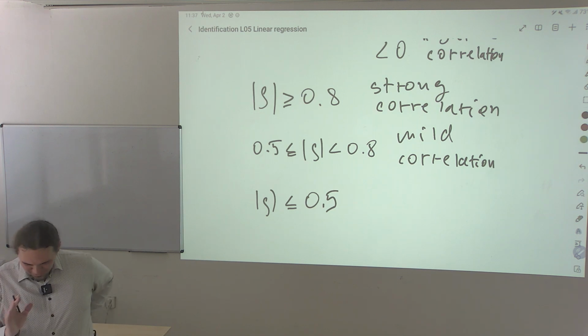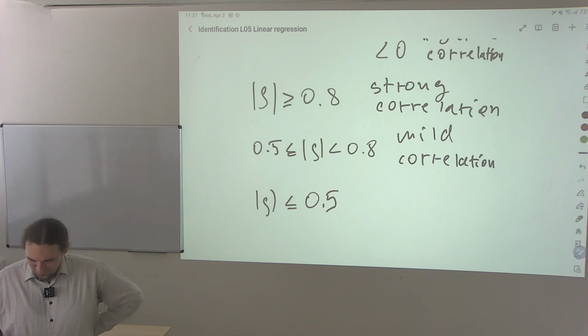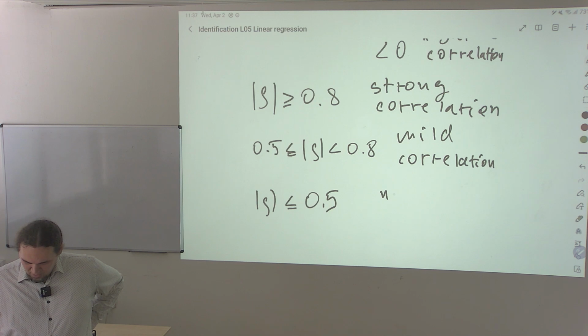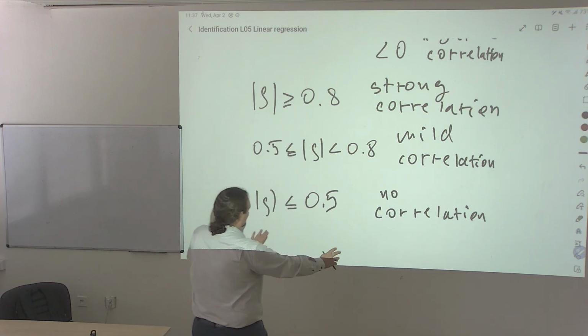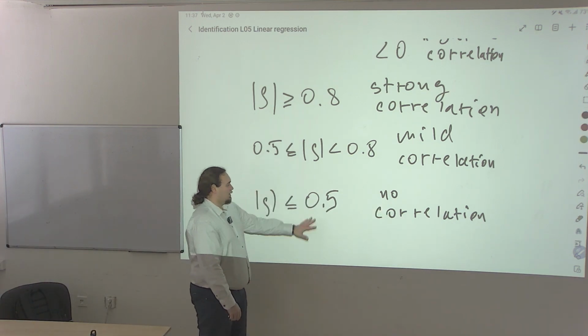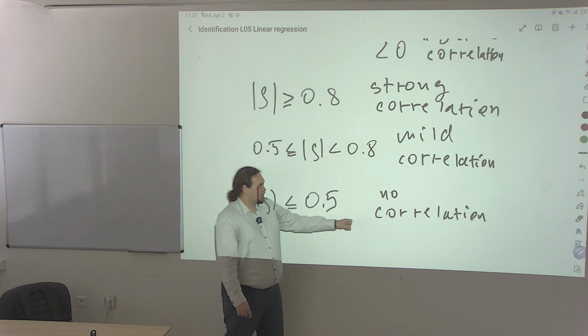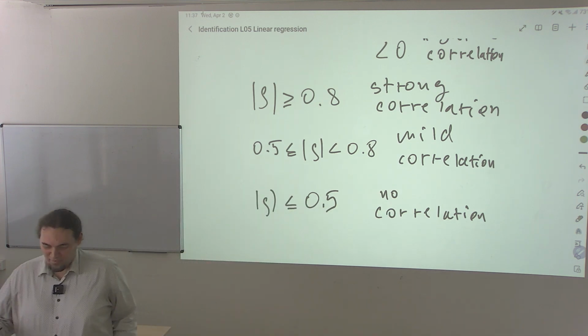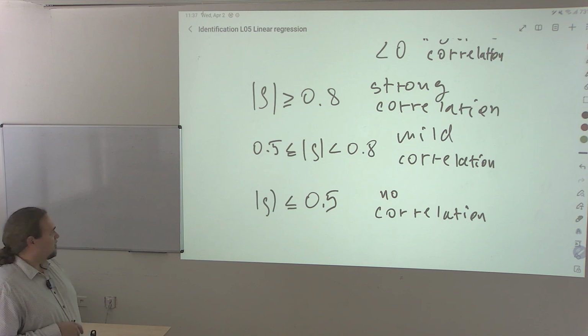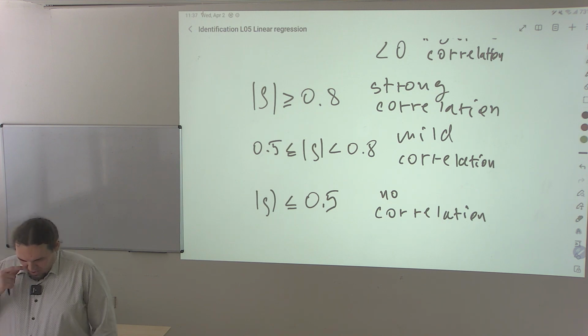Depends. If the exercises give you some nicer data, maybe at 0.5 something can happen, but usually this doesn't mean complete equivalence, like there is no correlation, but you cannot really say that the two variables would be correlated.